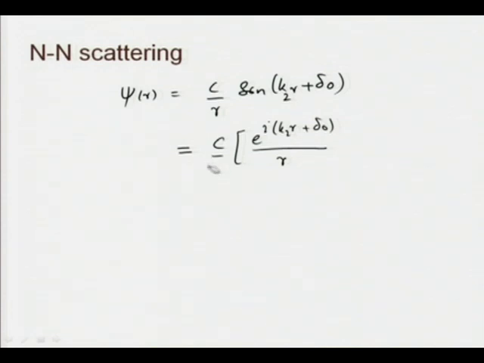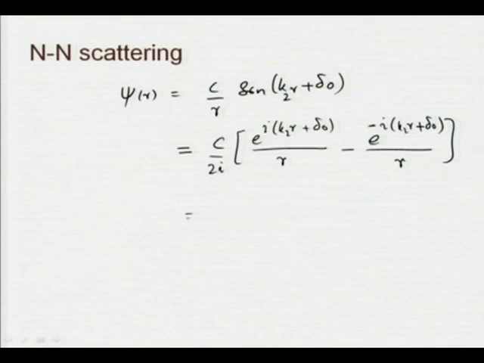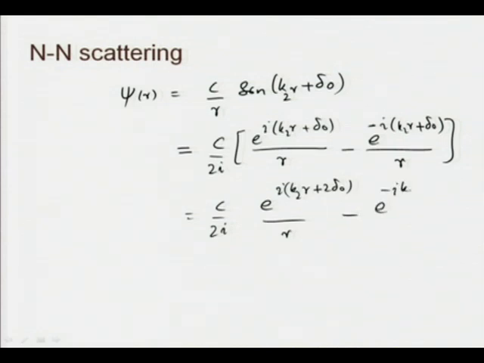So, r I am taking inside. So it is C times e power I k2 r plus delta 0 divided by r, minus e power minus I k2 r plus delta 0 divided by r, all divided by 2I, of course. And the time dependence is also taken away. There is exponential minus I omega t, which is always there, we are just not writing that here. Now, this can again be written as C over 2I, e power I k2 r plus 2 delta 0 over r, minus e power minus I k2 r over r. But what is left out is exponential minus I delta 0, so I have taken exponential minus I delta 0 out of these two terms.